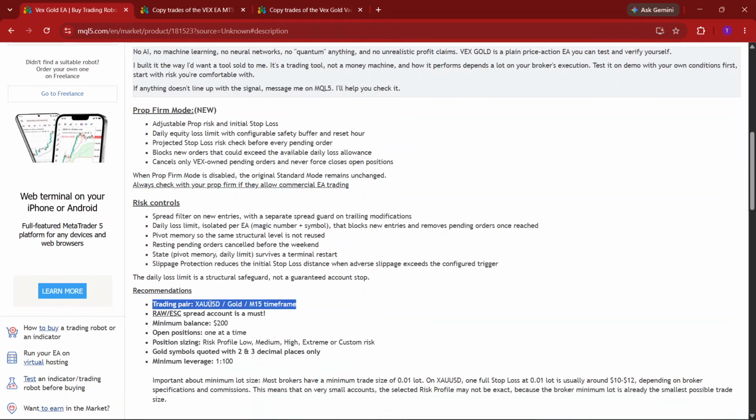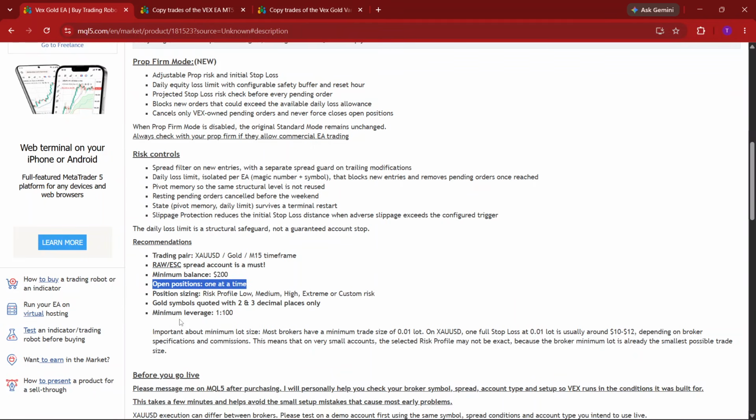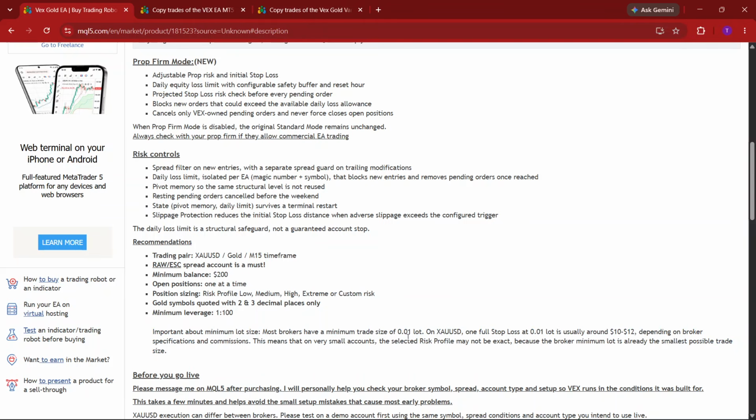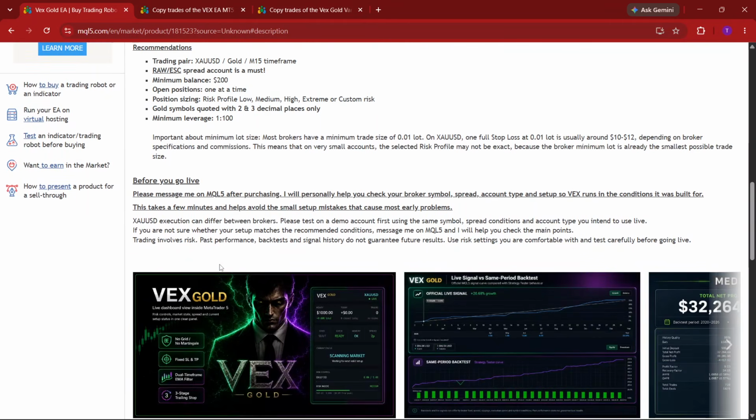Now we have a trading pair Gold USD, M15 time frame, with a raw or ECN spread account being a must. Minimum balance of $200 and only one position should be open at a time. Now minimum leverage 1:100, and he also has a note about minimum lot size of 0.01 lot and so on.